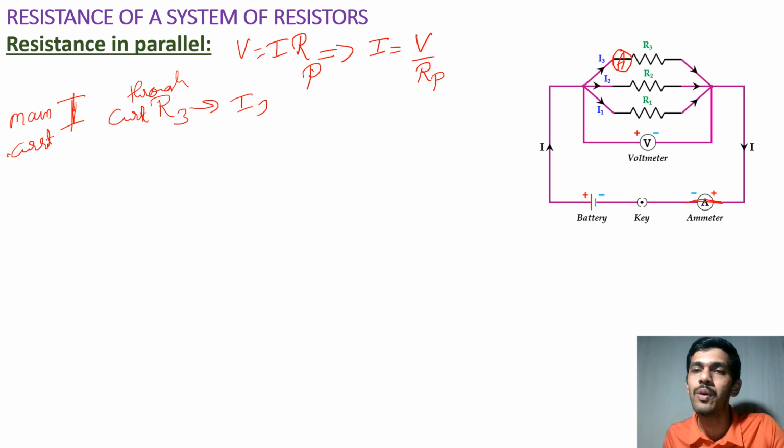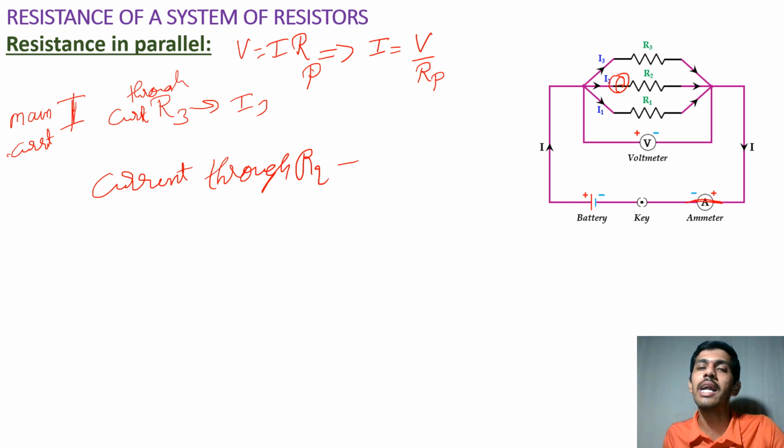Similarly, I remove the ammeter from here and connect it across R2. At that time, I will get some different value of current, which is not equal to either I3 or I. So the current through R2, I will take as I2.